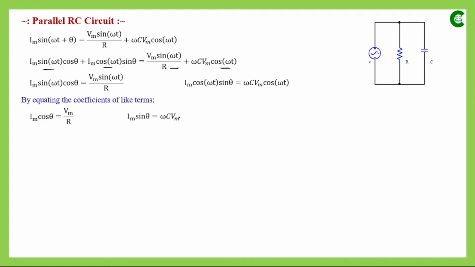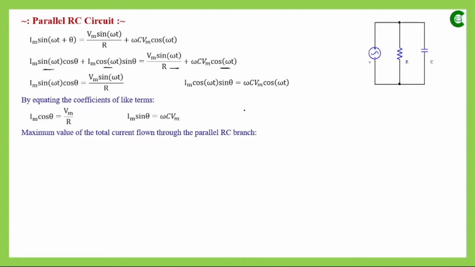So next we will find the value of the phase difference, this phase angle theta. For that, we will take the square values, then add them, and then finally take the square root. If we take the square of both sides of both equations, it will be Im square cos square theta plus Im square sin square theta. When we add these two terms, Im square is the common factor on the left side, so inside the bracket we will have sin square theta plus cos square theta, which always gives us 1.